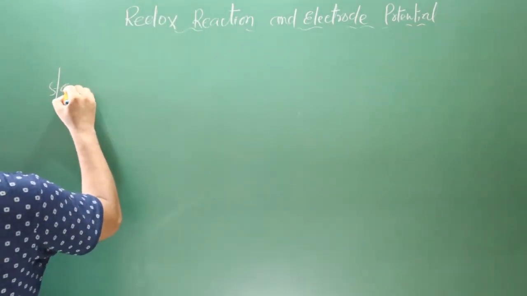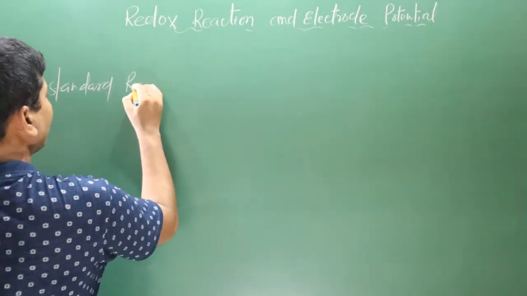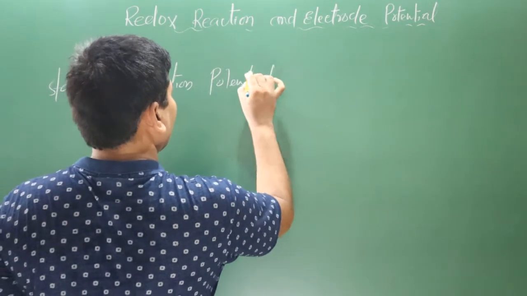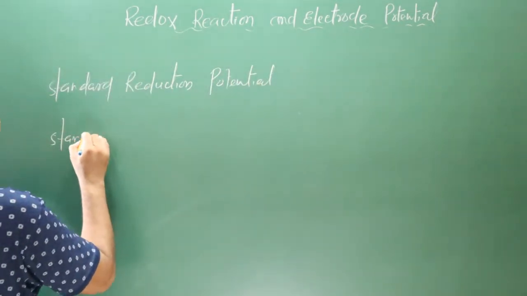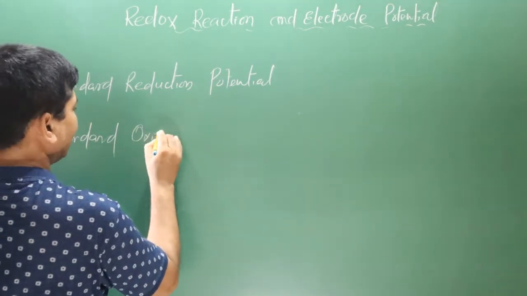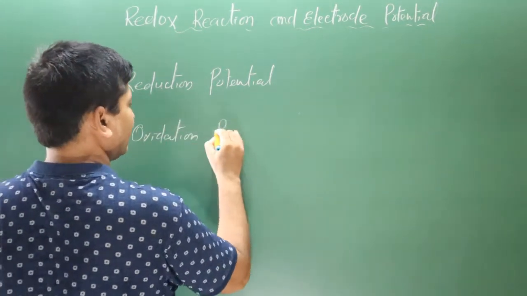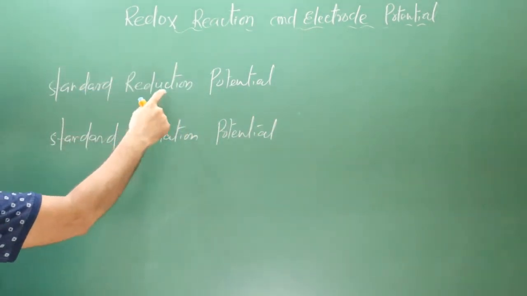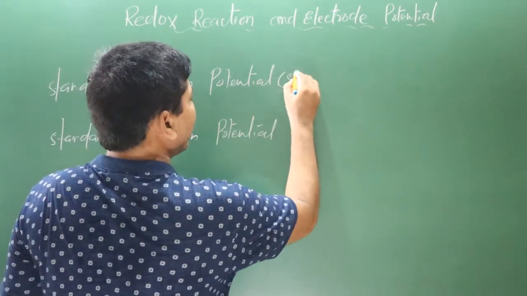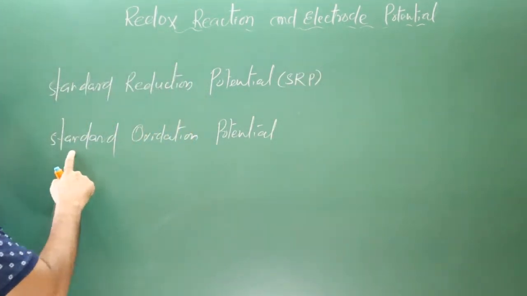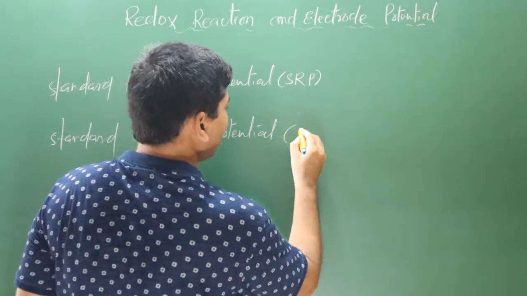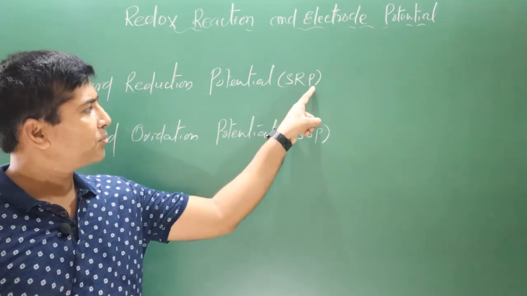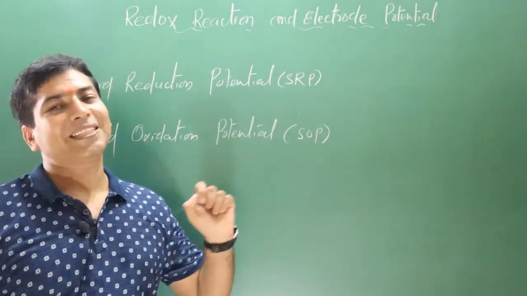We have standard reduction potential. Next is standard oxidation potential. Standard reduction potential in short form is known as SRP, and standard oxidation potential in short form is known as SOP. Okay, SRP standard reduction potential, SOP standard oxidation potential.